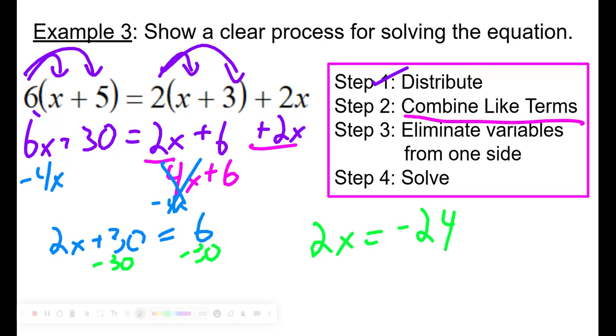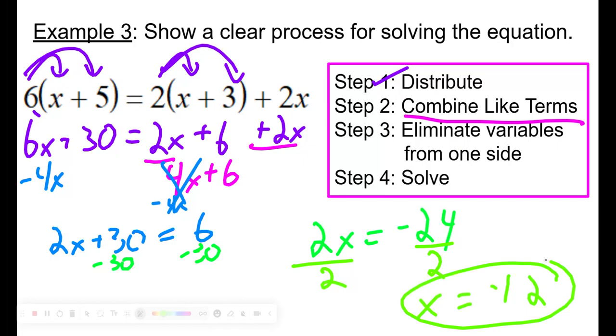is negative 24. Really got married to the multiplied by 2 on this side. Oh no, a negative number. It's okay. Don't be afraid. X equals negative 12. Wonderful.